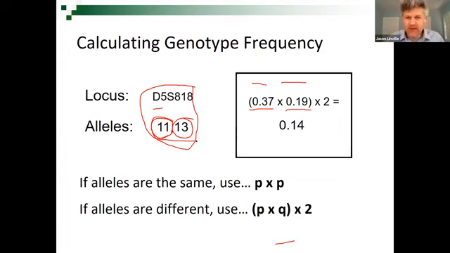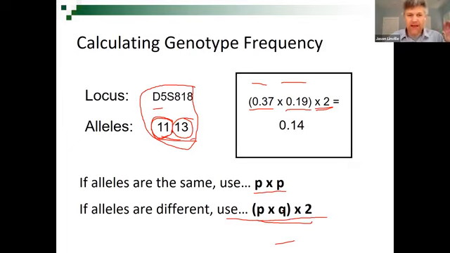No, you guys are correct. So since they're different, we're going to multiply this by 2, okay? If they were the same, if it was an 11 11, then we would not multiply them by 2. And that's what this down here means. This PP just means you don't multiply it by 2. They're the same. This PQ means you do multiply them by 2.